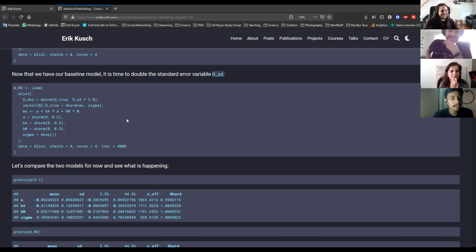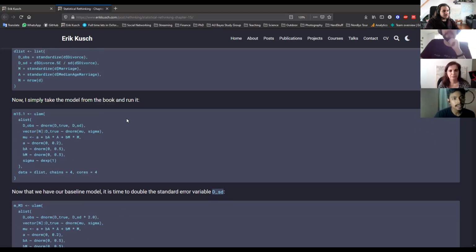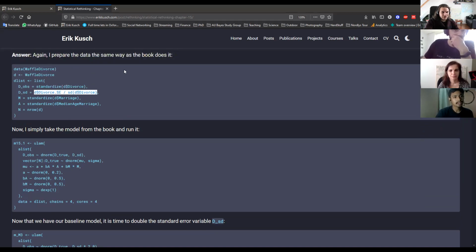And then, are we dividing the standard errors by the standard deviation above? Well, the standard error is the standard deviation divided by the population. The DSD right here is the standard error divided by the standard deviation of the divorce. So is that a way to calculate the standard error? No, this is true, but this is how it was done in the book. I literally just copied that over.